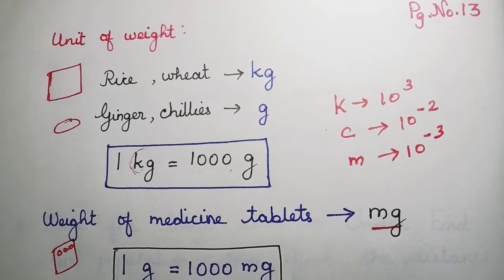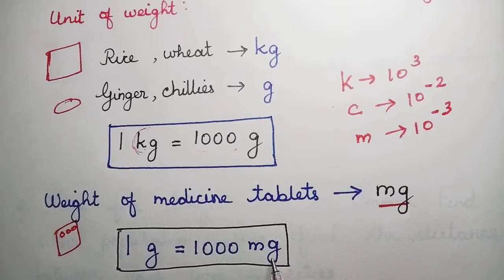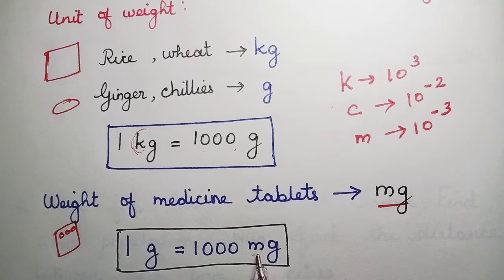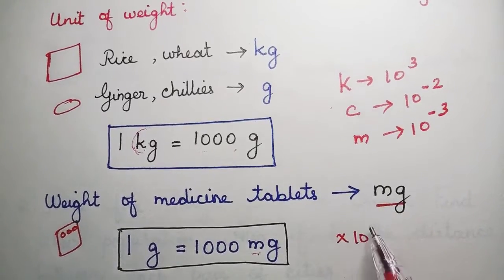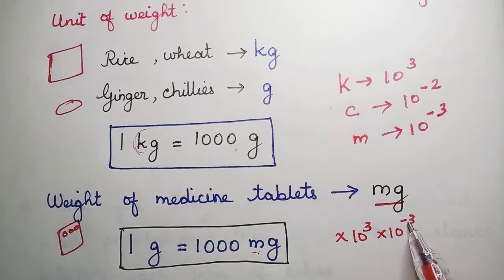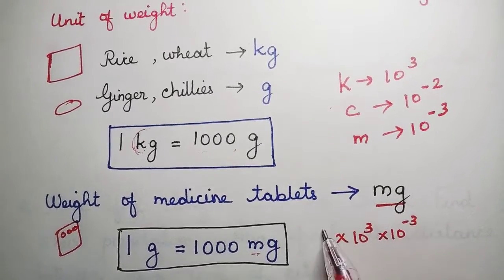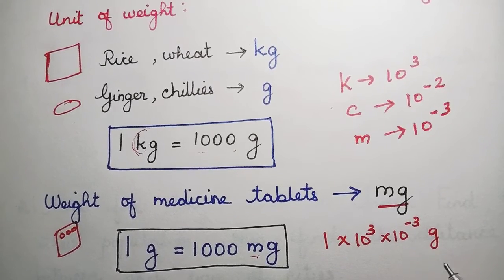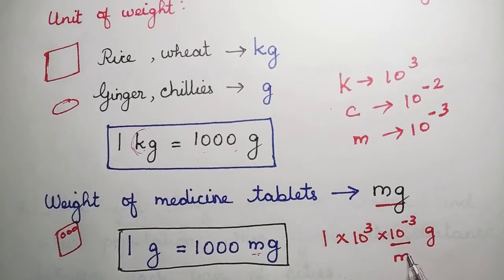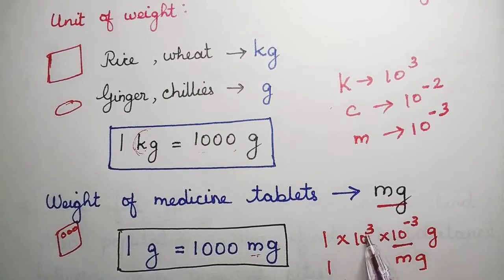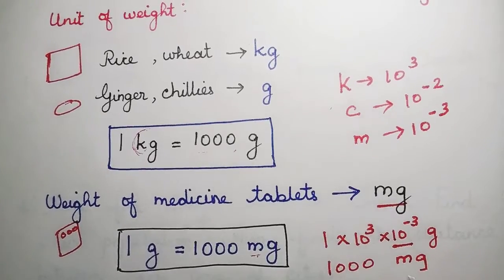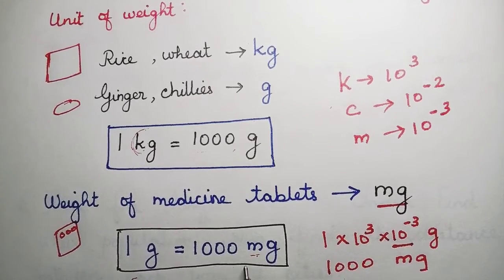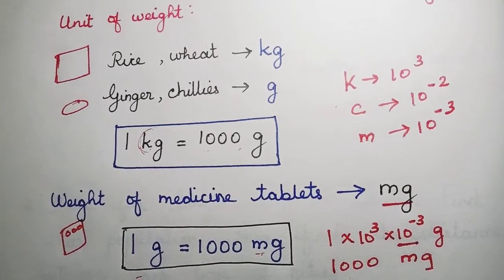So how will you write 1 gram in terms of milligrams? Milli means 10 to the power minus 3. So you have to multiply 10 to the power plus 3 and 10 to the power minus 3 along with this 1 gram. So 10 to the power minus 3 means you can write it as milligrams. So 1 into 10 to the power 3 means you have to put 3 zeros. So 1000 milligrams. That's why 1 gram equals 1000 milligrams.